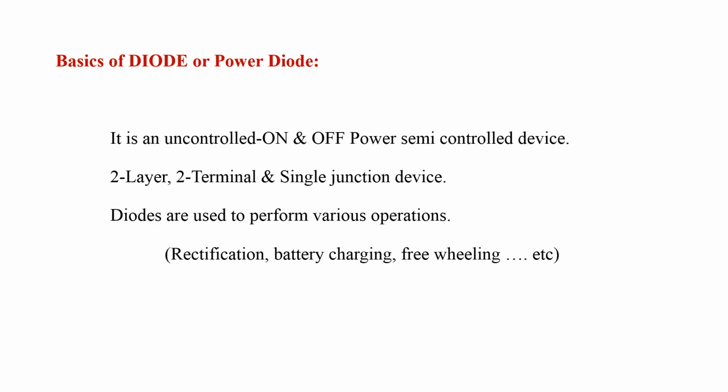Now we are going to discuss the basics of diode or power diode. Here the diode or power diode is the example for an uncontrolled on and uncontrolled off power semiconductor device. It is a two-layer, two-terminal, single-junction power semiconductor device. And the major applications of diode or power diode are rectification, battery charging, freewheeling, etc.